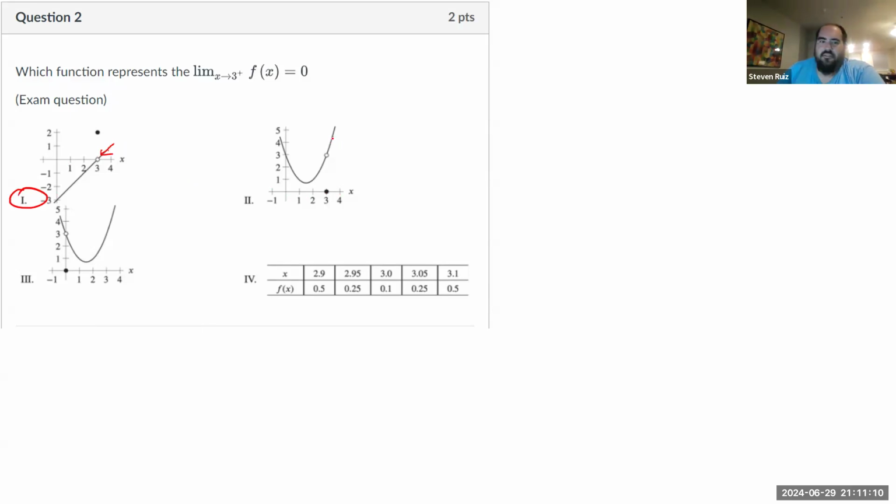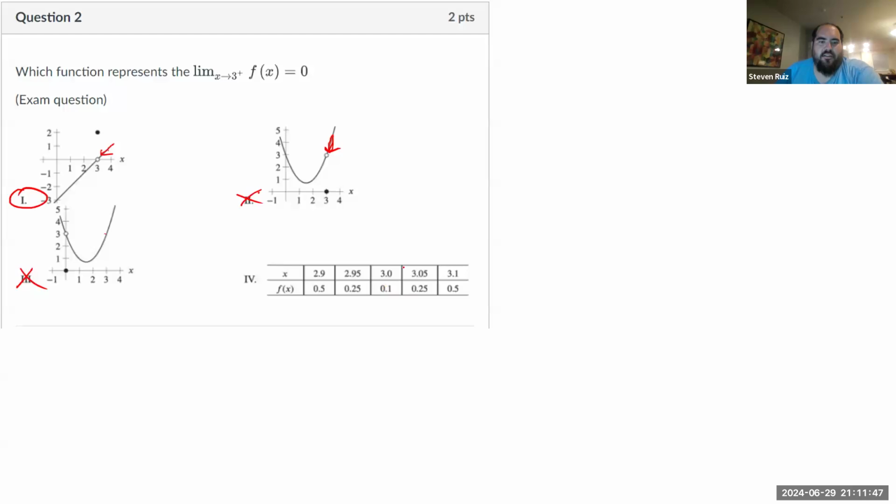If I approach x equals 3 from the right, I don't believe I'm going to get a limit of 0. I think I'm going to get a limit of 3. So I'm going to throw this one out. How about over here? We actually have a function that's continuous at x equals 3. So because of that, I can just look at the value of this function at x equals 3. Looks like it might be 3, but it's clearly not 0, so I'll throw 3 out.